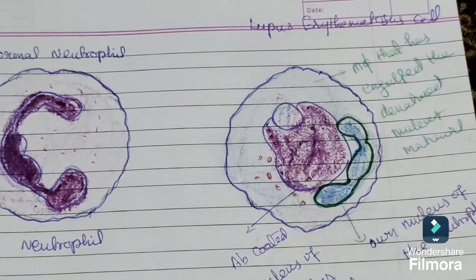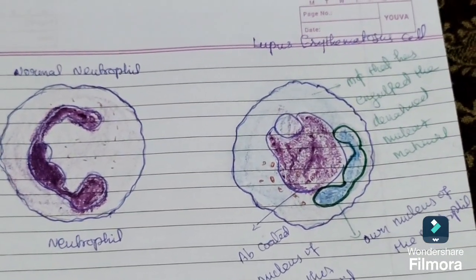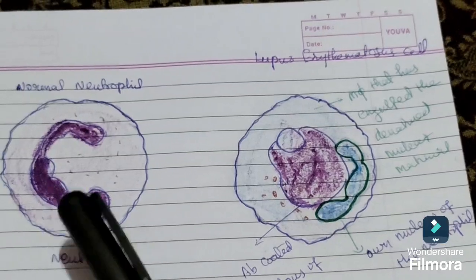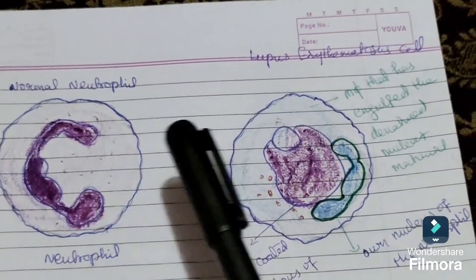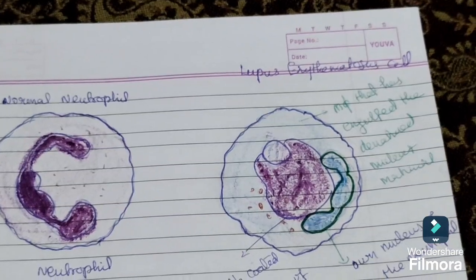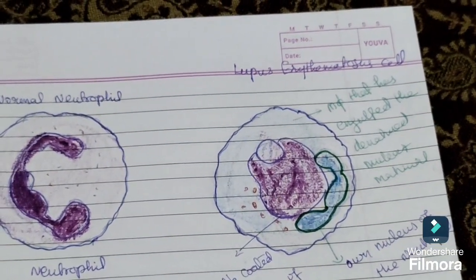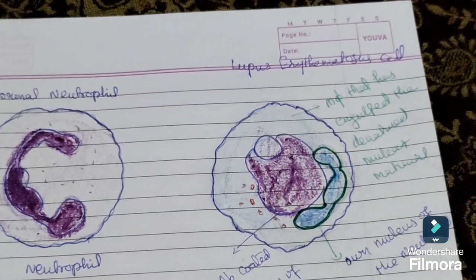What changes can you see in these LE cells? First, the tri-lobed nucleus is pushed to the periphery. Here it was presented in the center, but now it is pushed to the periphery because the central part is taken up by the LE body.